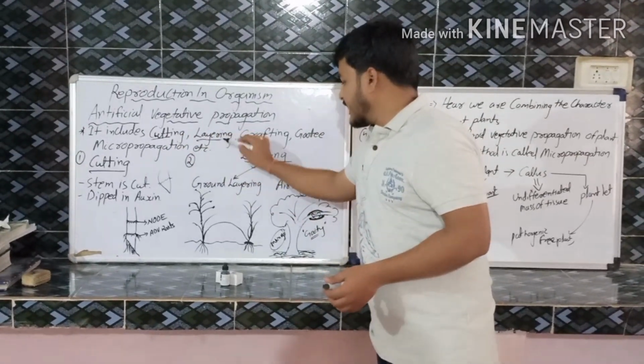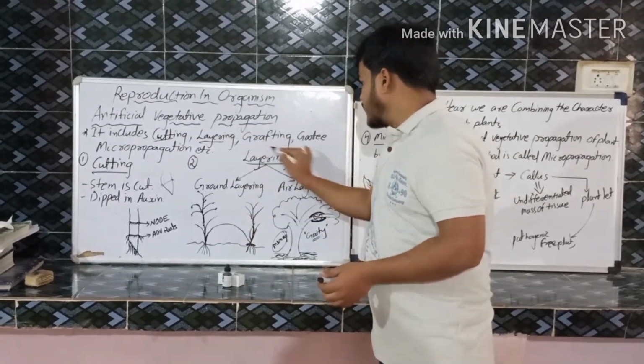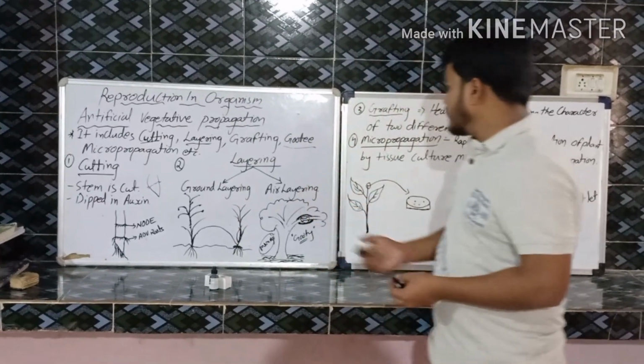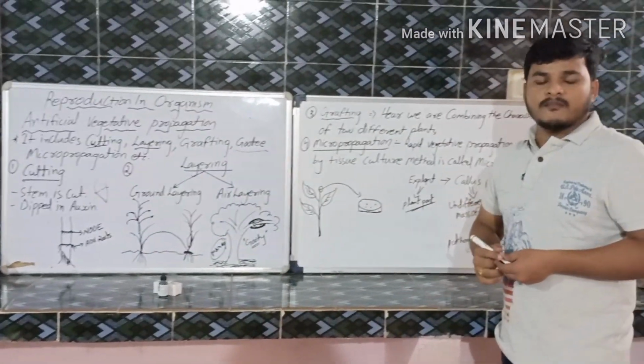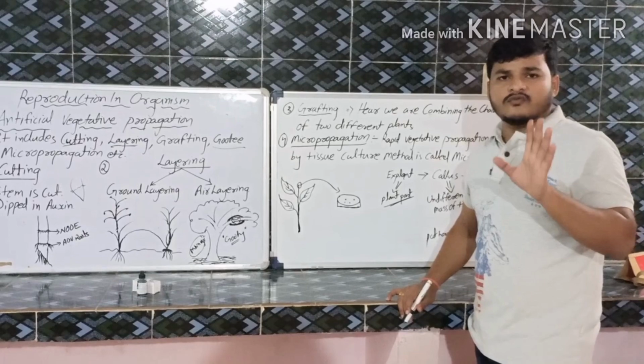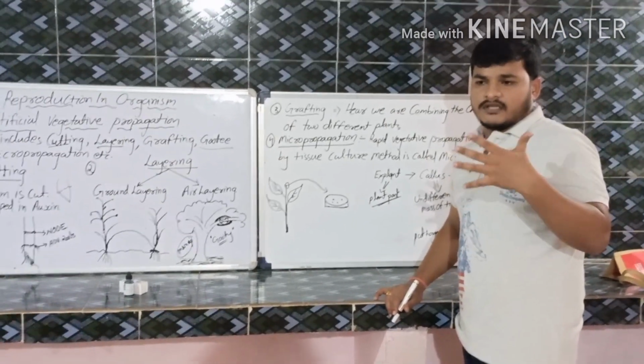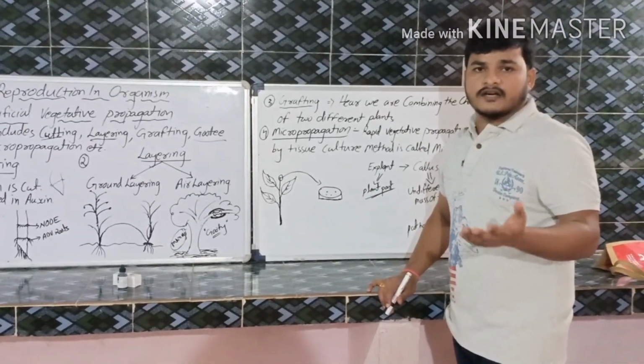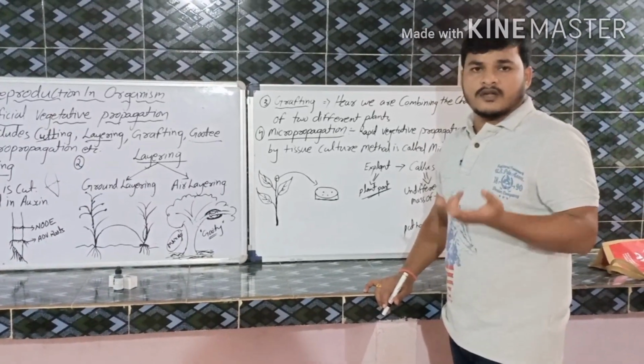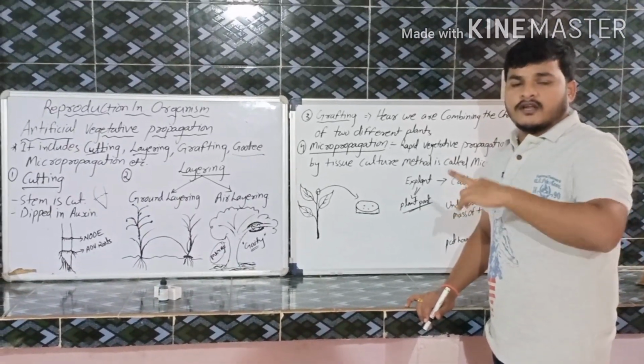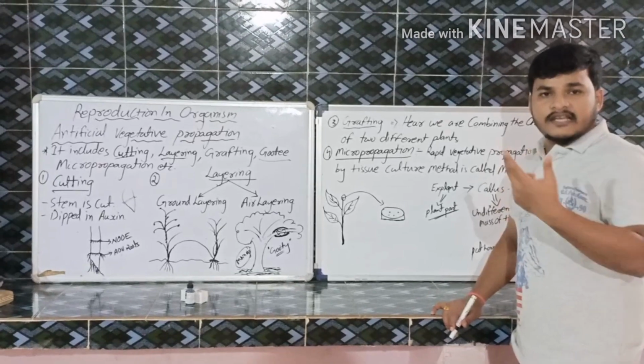Next is our layering part, which is your ground layering. Another is your Gootee part. Nextly, your grafting process. Grafting means the process in which we use two different desirable characters to develop artificially in a single plant.